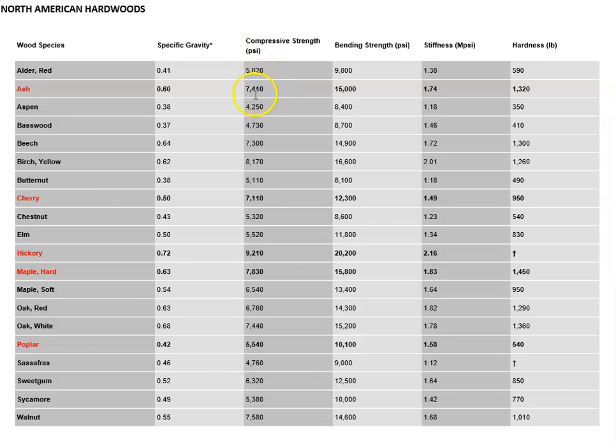So we see 7,400, 7,492 for hickory. So it looks like hickory would be the winner. Hickory has the greatest compressive strength, so therefore it is the best suited to make a column. If we were looking for a floor that is most resistant to abrasion, we would want to look at hardness. And likewise, we would come down here, and here is 1450. That looks like the winner in that category. So hard maple would be the answer to that.